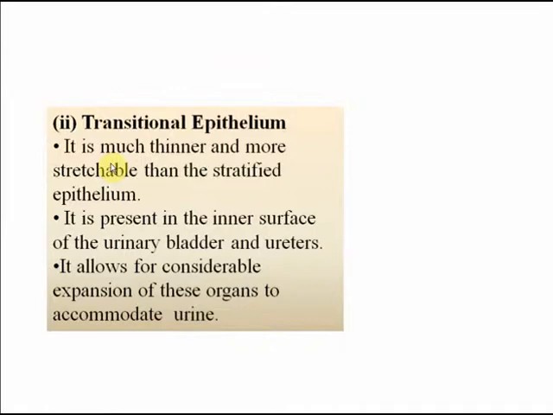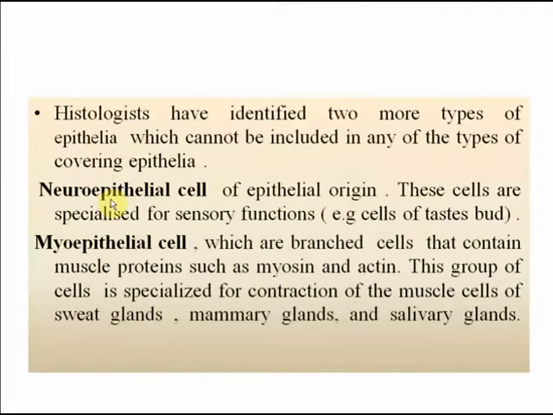Next is transitional epithelium, or you can also say urothelium. It is also a form of compound epithelium. It is much thinner and more stretchable than the stratified epithelium. Transitional epithelium is a type of tissue consisting of multiple layers of epithelial cells which can contract and expand. These are found in the urinary bladder, the ureters, the superior urethra and gland ducts of the prostate. This specialized structure helps to accommodate fluctuation of the volume of liquid in an organ such as the urinary bladder and protects against the caustic effect of urine. You can see here the picture of transitional epithelium.